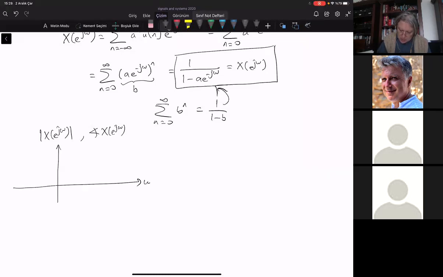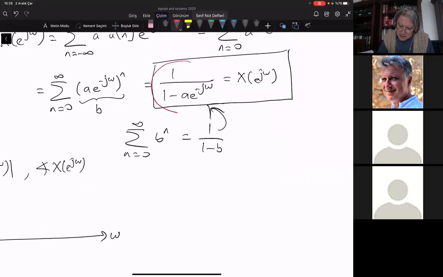How can we draw it? It's on the frequency axis, omega. 1 over 1 minus a e to the minus j omega. Which value of omega do you think would give the smallest value to this expression, and which will give you the largest expression? At which omega does it become largest, and at which omega does it become smallest? Just look at this. What is an omega that makes this highest, and what is an omega that makes it lowest?